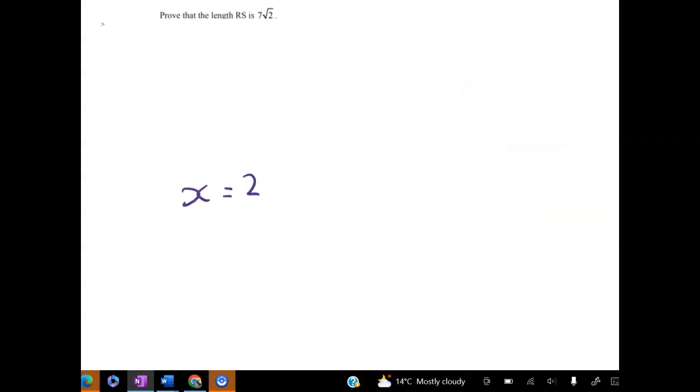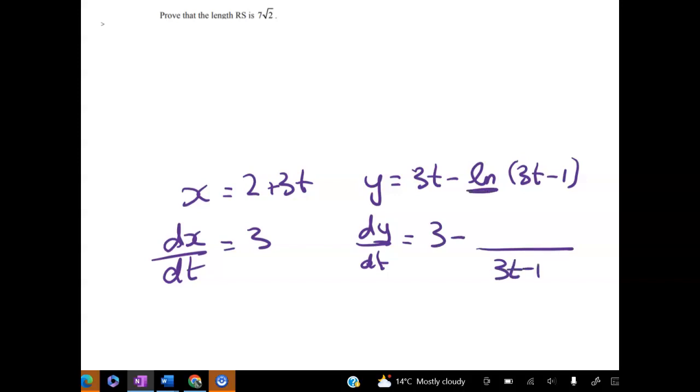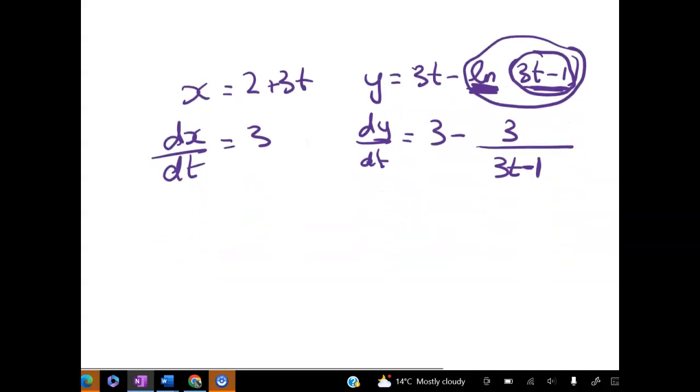So we've got x is equal to 2 plus 3t, and y is equal to 3t minus the natural log of 3t minus 1. So dx by dt is very easy to work out. It's just 3, and dy by dt is equal to 3 minus, the derivative of the natural log is 1 over the thing, right? So that's why I've got 3t minus 1 in my denominator times the derivative of the inside function, which is 3, right? So I'm using the chain rule to differentiate that.